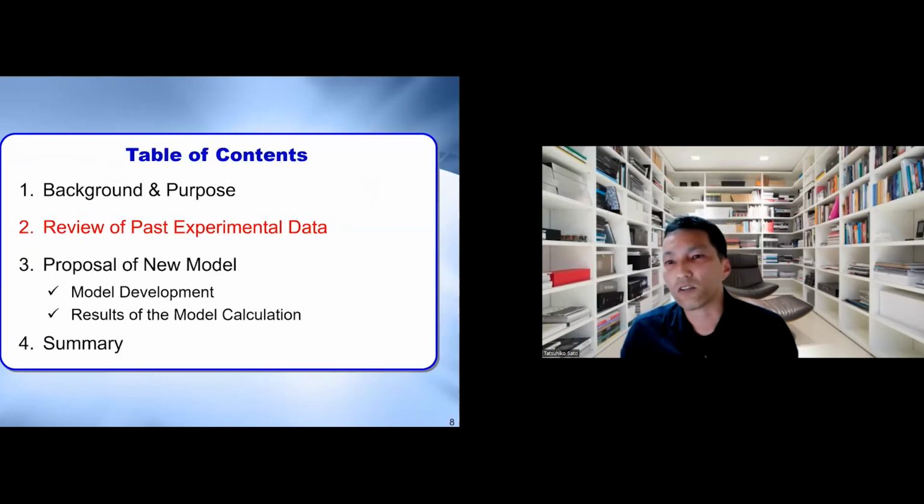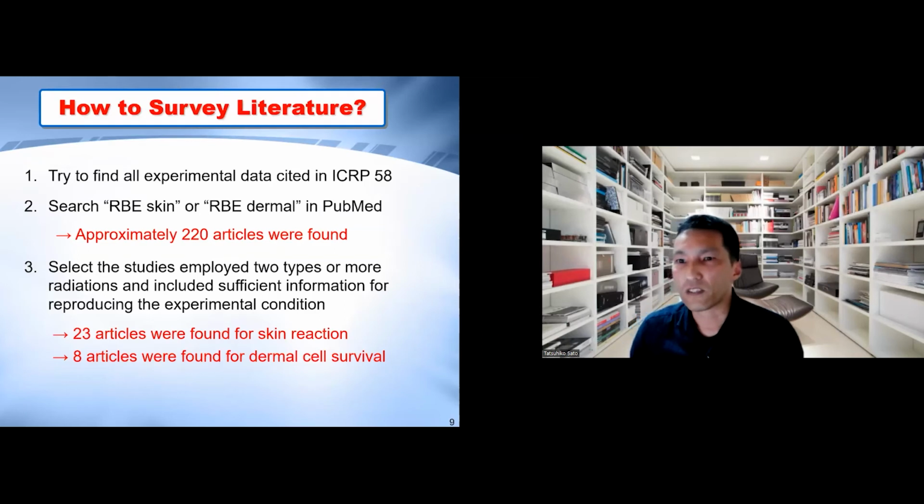So next, I would like to talk about the review of past experimental data. At first, we tried to find all experimental data cited in ICRP 58. And next, we searched RBE plus skin or RBE plus derma in PubMed, and approximately 220 articles were found. Then we selected the studies that employed 2 types or more of radiation and included sufficient information for reproducing the experimental condition. And finally, 23 articles were found for skin reactions and 8 articles for dermal cell survival.